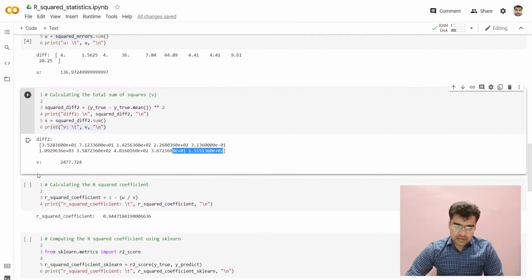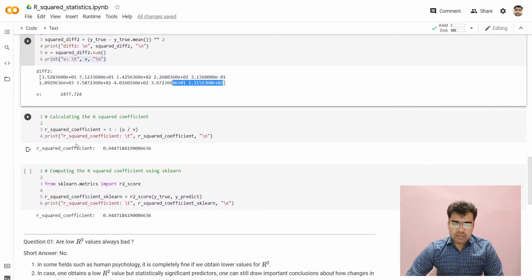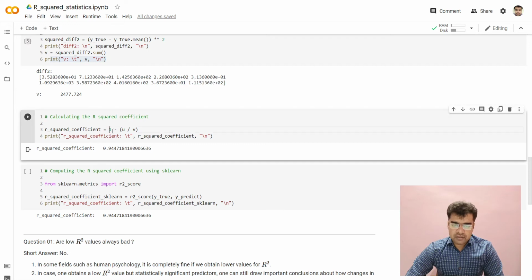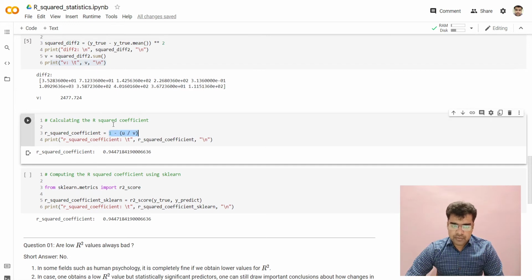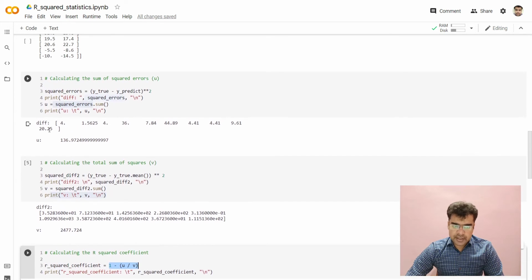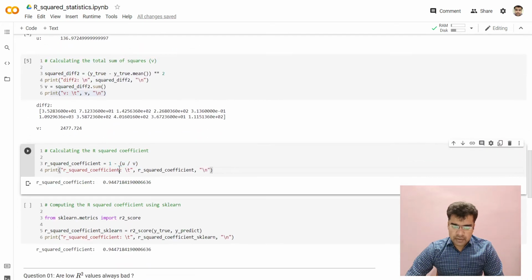So until now we have obtained the value of u as 136.9724, and the value for v as 2477.724. And finally, I will be computing the R squared statistics coefficient as 1 minus u by v. We already have the value for v and for u. I will be dividing u by v, and whatever fraction comes, that fraction will be subtracted from 1. And finally, the result will be stored in a variable called R squared coefficient.